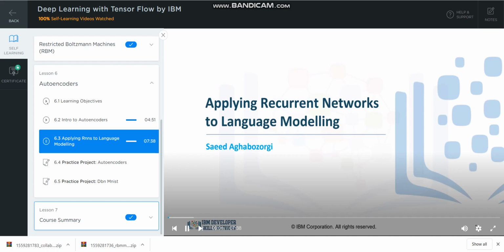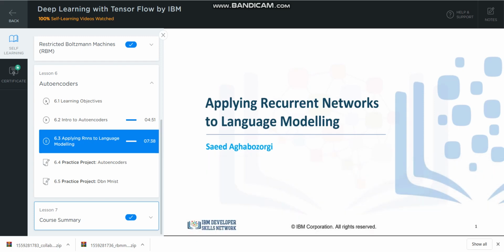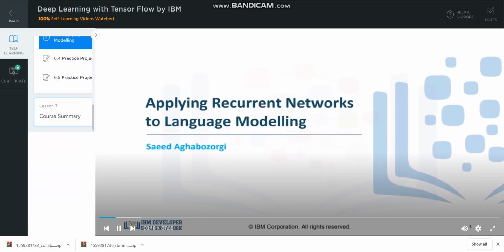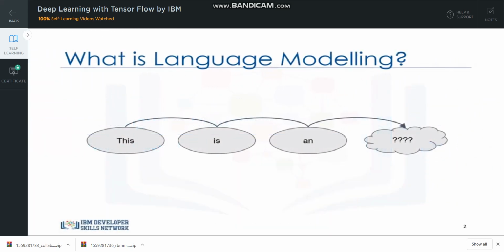Hello and welcome. In this video, we'll be reviewing how to apply recurrent neural networks to language modeling. Language modeling is a gateway into many exciting deep learning applications like speech recognition, machine translation, and image captioning. At its simplest, language modeling is the process of assigning probabilities to sequences of words.